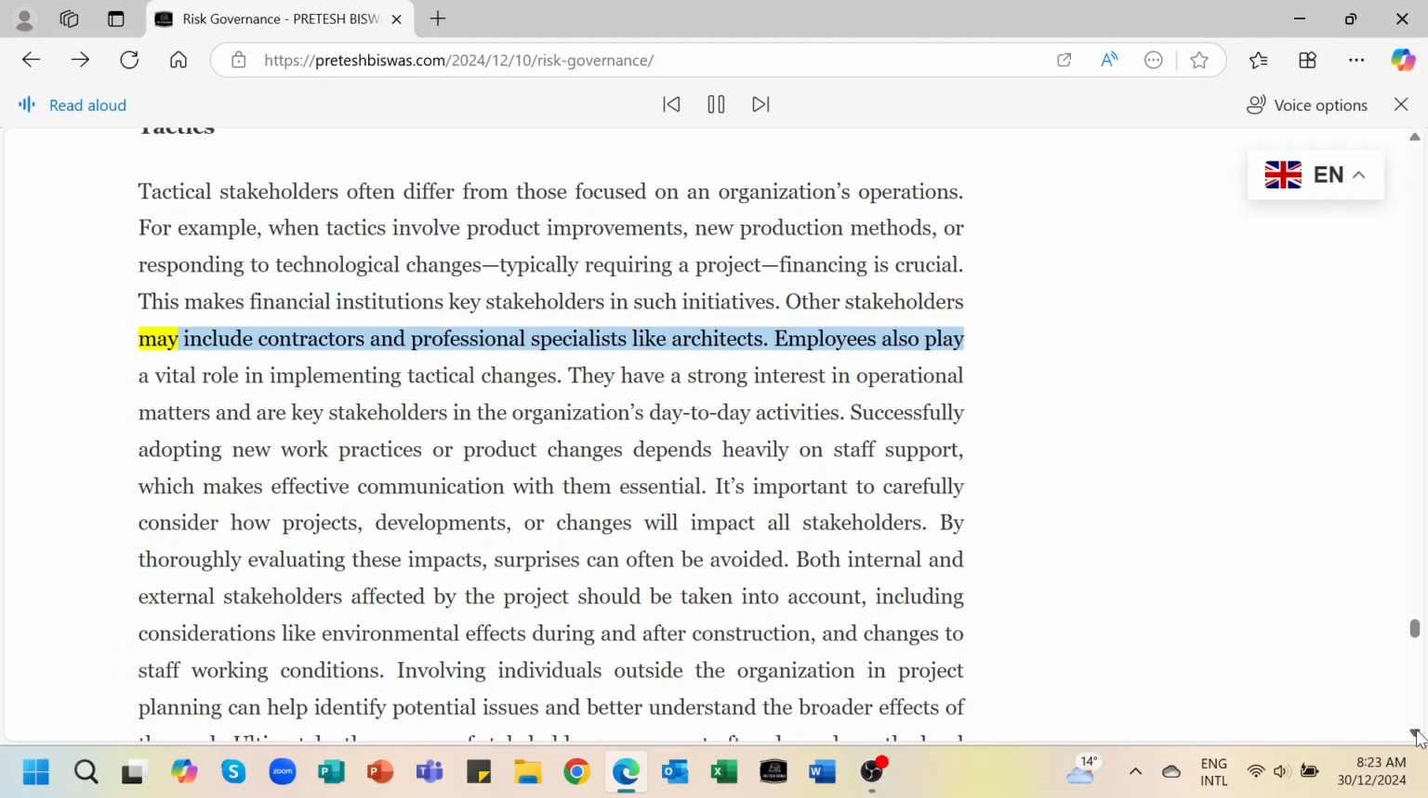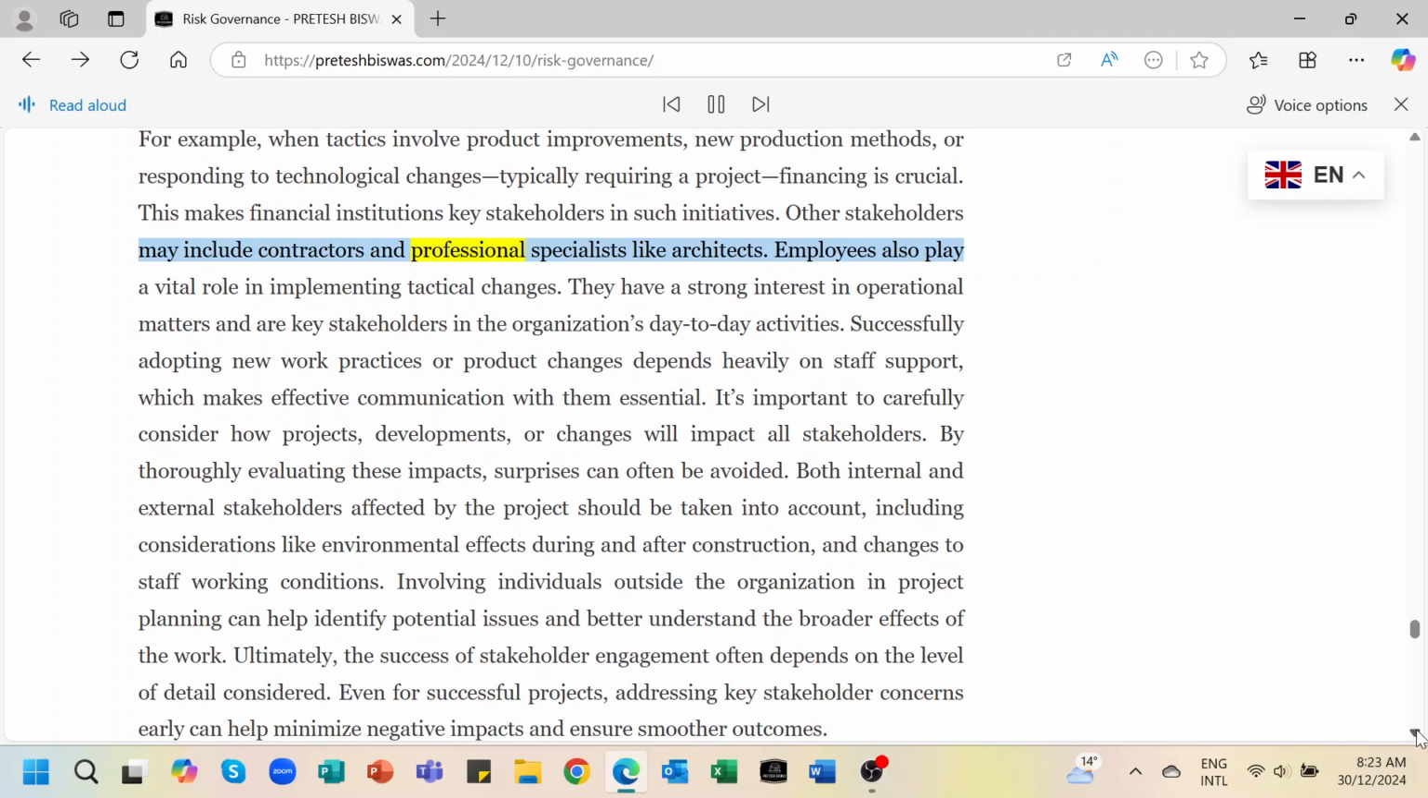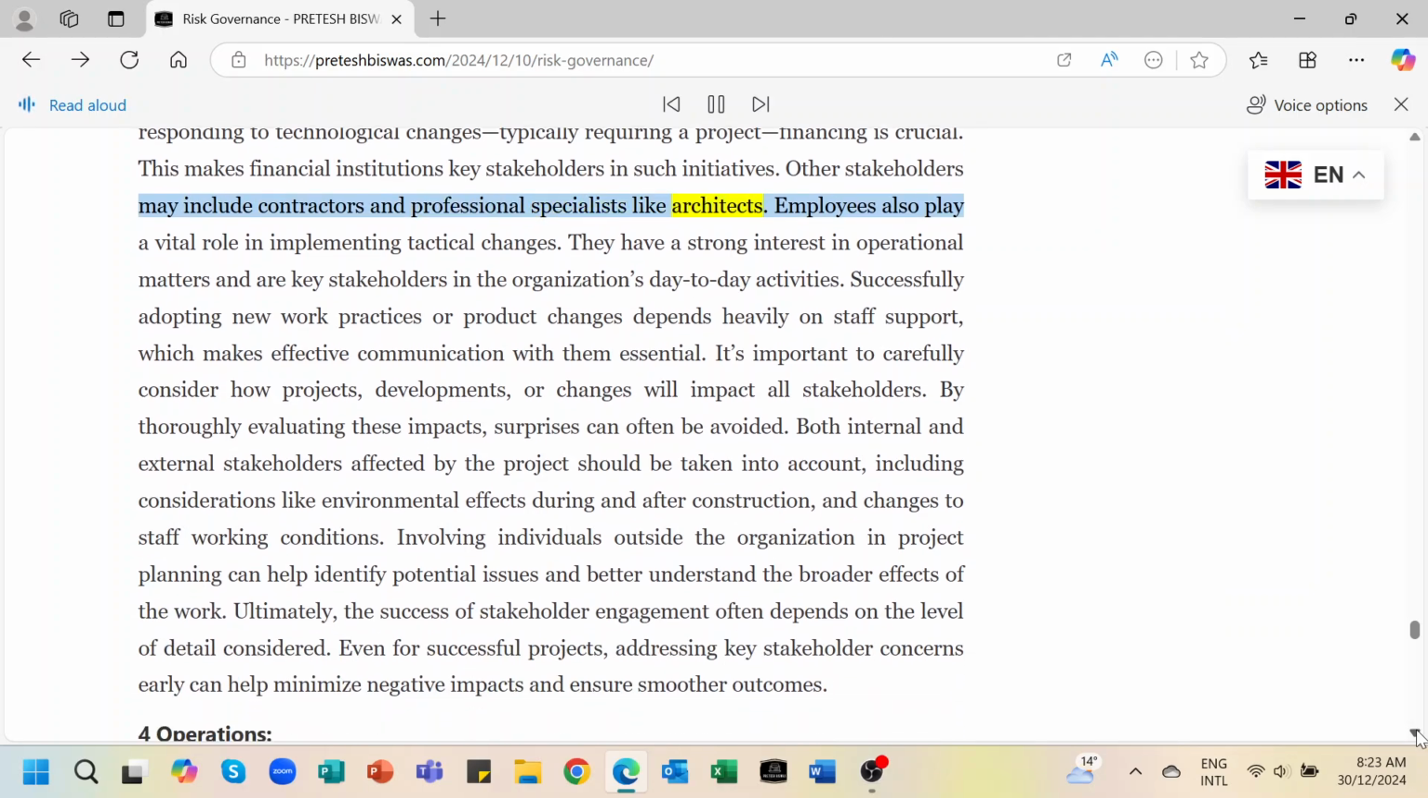Other stakeholders may include contractors and professional specialists like architects. Employees also play a vital role in implementing tactical changes. They have a strong interest in operational matters and are key stakeholders in the organization's day-to-day activities. Successfully adopting new work practices or product changes depends heavily on staff support, which makes effective communication with them essential.